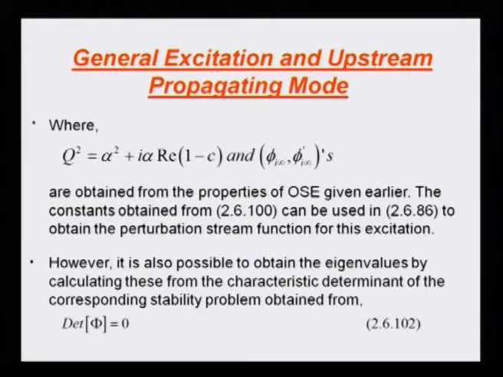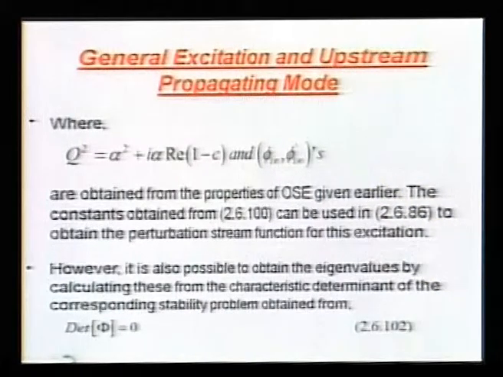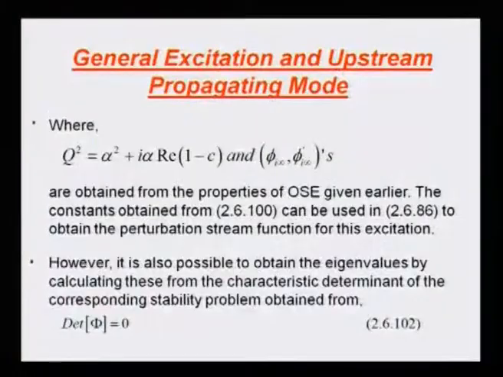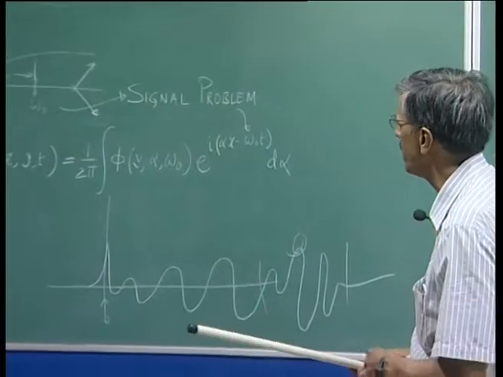And this is just what we said earlier, that this is q square is this, and these are obtained from the properties of the Orr-Sommerfeld equation given earlier. But the characteristic determinant or the dispersion relation is obtained by putting the determinant of phi equal to 0. This is actually the story. Rest is all details. So once you obtain this, then we can work it out. Now, how can we obtain modes?